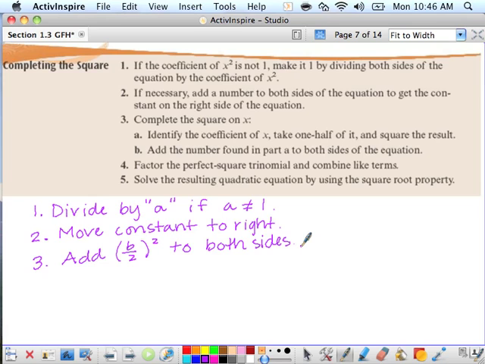The fourth step, you're going to factor the left side. And the left side will always factor if you have completed the square properly in step 3. If you added the right thing to both sides, in step 4, the left side should always factor into a perfect square binomial. So we'll factor the left, and we'll combine like terms on the right.